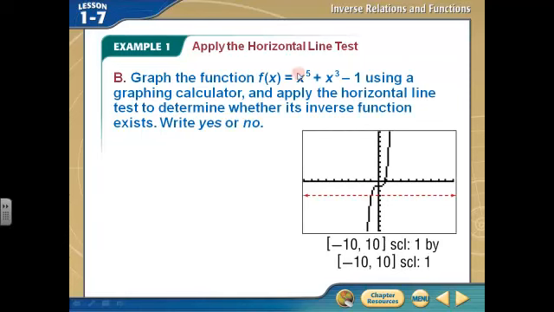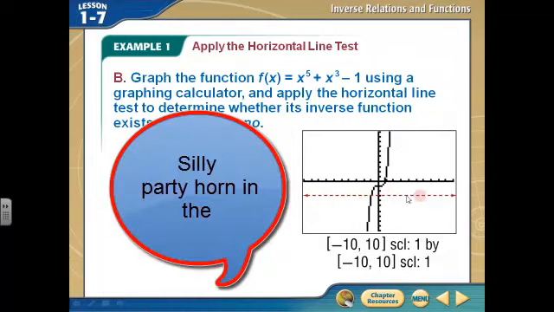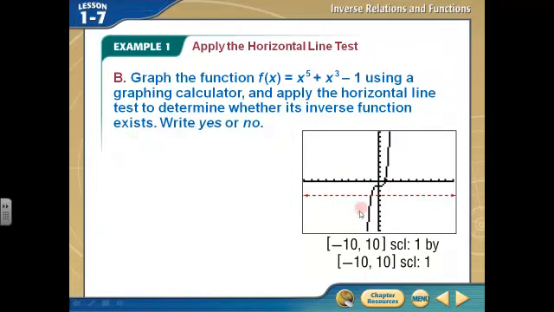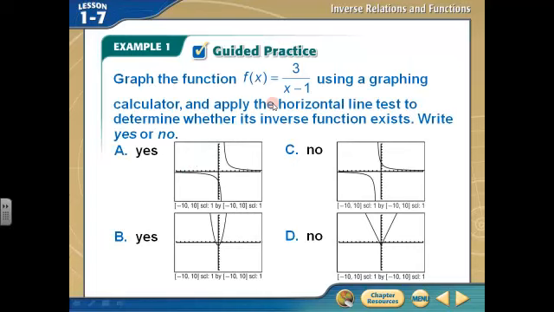So now we're going to do the same thing. We're going to use a graphing calculator to graph this function here. And then we're going to use the horizontal line test to determine whether the inverse is a function. So I start with this function, and then I have this horizontal line. As I move this horizontal line up and down along this function, we see that it's not going to cross more than one time. Therefore, yes, the inverse function does exist. Okay, go ahead and try this one. Hopefully you guys ended up with A.